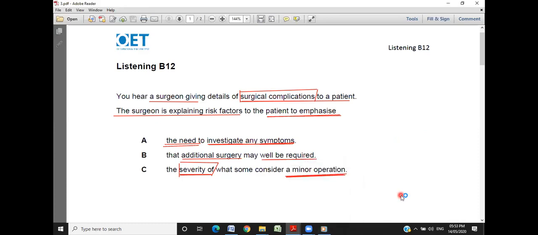Now, I must stress again that although such complications are rare, if you do experience any discomfort or if anything's worrying you, you must contact me immediately. Okay.